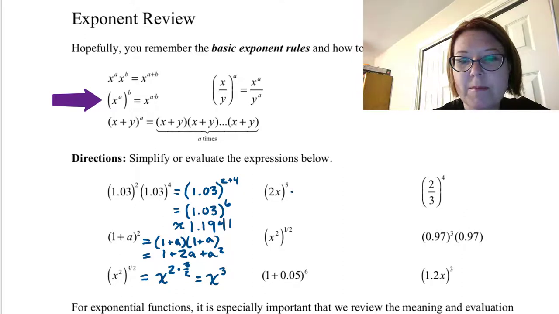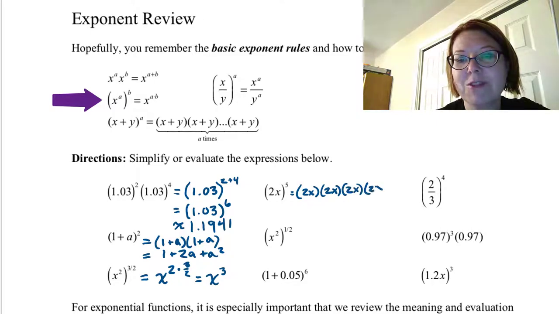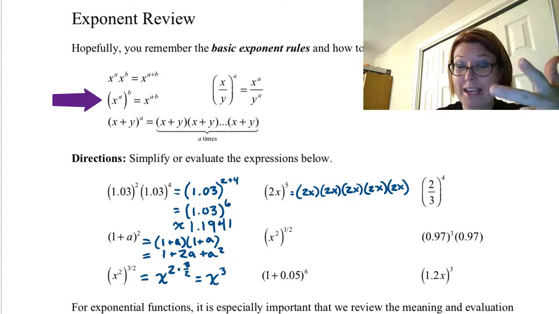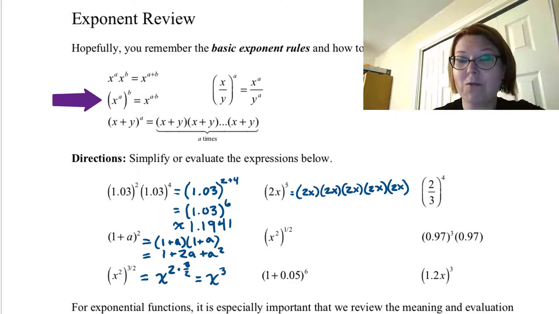So let's just think about this as 2x times 2x times 2x times 2x times 2x. It's 5 factors of 2x, and that makes it a little easier to comprehend what comes next. We need to multiply out all those 2s. So 2 times 2 is 4, times 2 is 8, times 2 is 16, times 2 is 32.